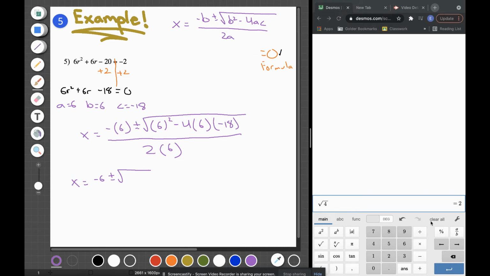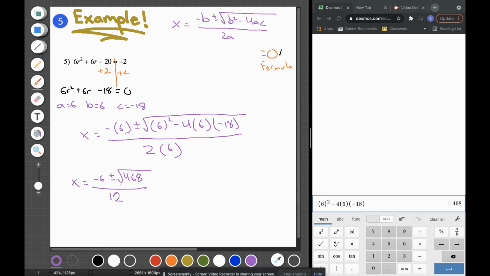I'm going to go to my calculator, hit clear. Okay, I'm going to type everything exactly like this. Parentheses 6, parentheses squared, minus 4, parentheses 6, close the parentheses, parentheses again, -18, close my parentheses, and I get 468, some big number. It's going to happen all the time like this. Okay, over 2 times 6, which is 12.